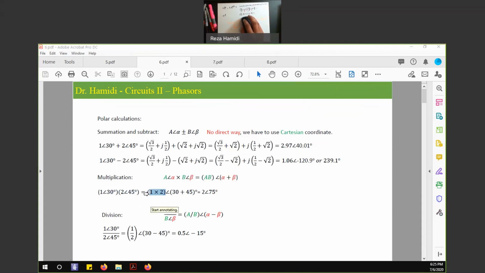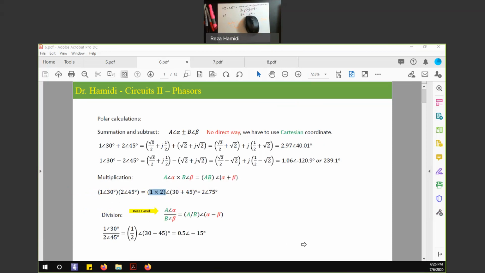Here, 1 by 2. This one by that 2. Then 30 plus 45, 75. So fast, so easy. How about division? Division in Cartesian form was really hard. That was a pain in the neck. That was really, really hard.